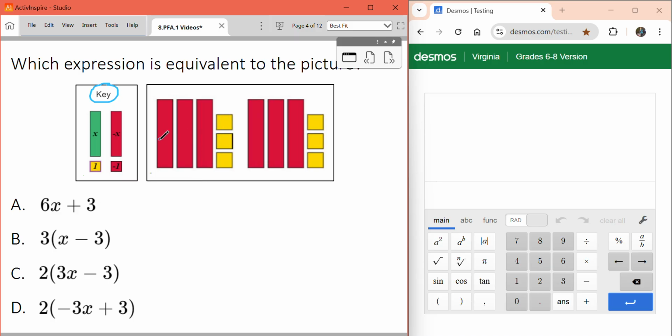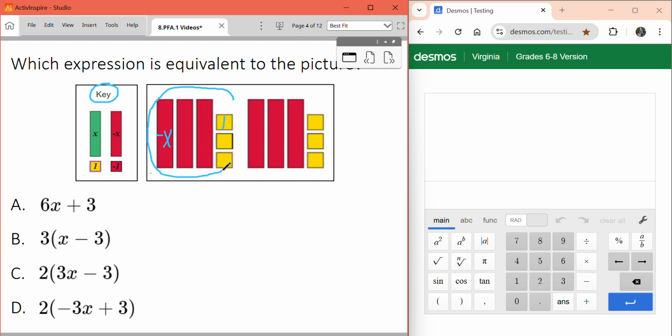So each one of these red blocks is a negative x, and each one of these yellow blocks is a positive 1. But when I'm picking what expression it's equivalent to, I'm going to focus on how many groups I have and how many blocks are in each group.